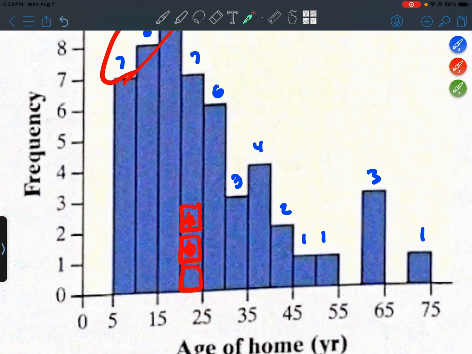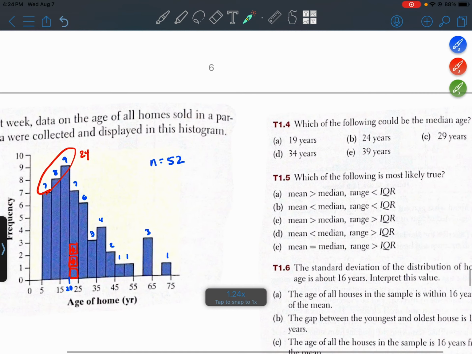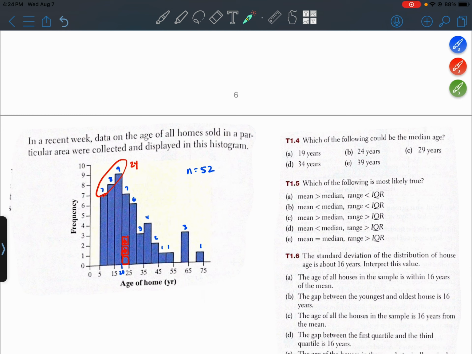So a reasonable value for the median, let's actually write that in, is one of these values in the fourth bar, and the fourth bar is located between 20 and 25. So a reasonable answer could be B. A is not between 20 and 25. None of these other values are between 20 and 25. T1.5, which of the following is most likely true?